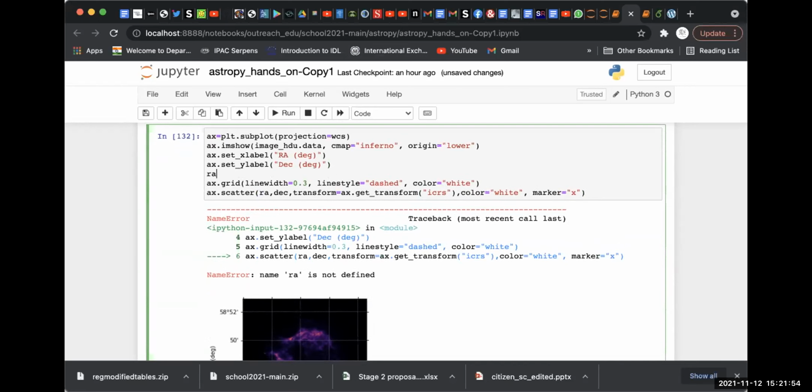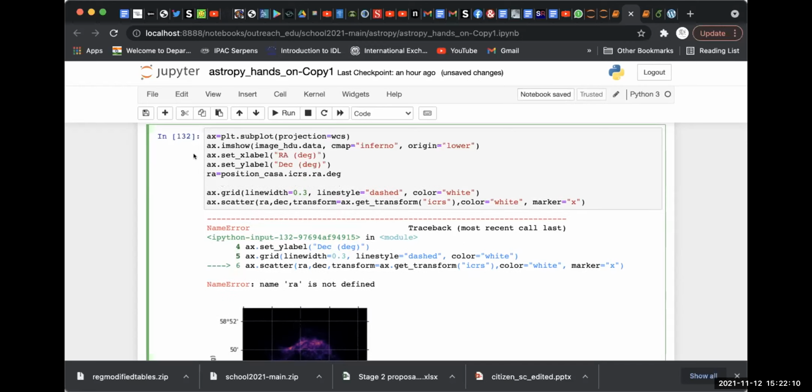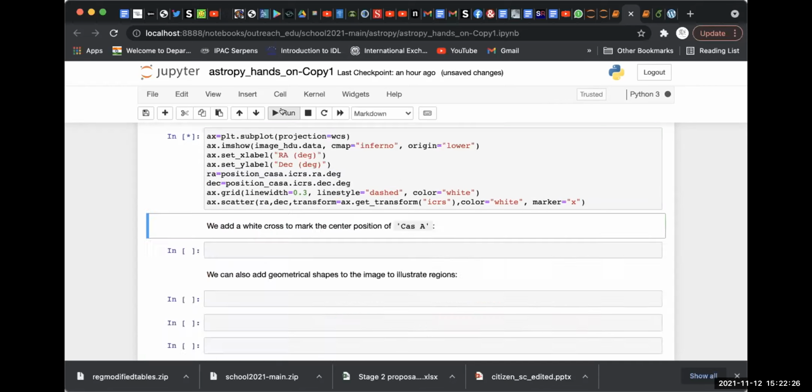So I will say array is equal to position of Cassie dot ICRS dot array in degrees, right? And similarly, now I have to define deck, right? So I will write deck is equal to position this thing, and here I'm going to put deck, and here I run this, and great.